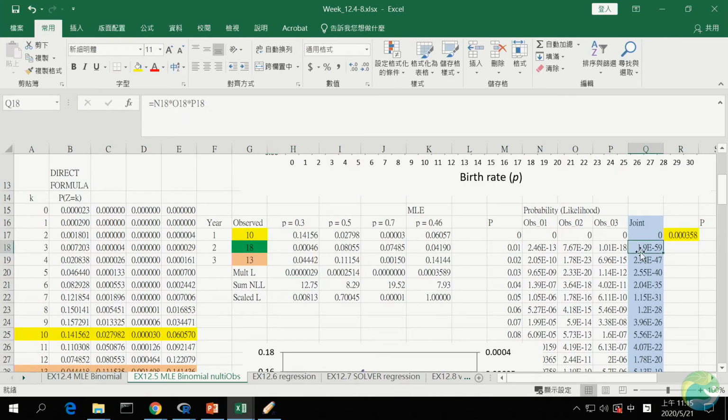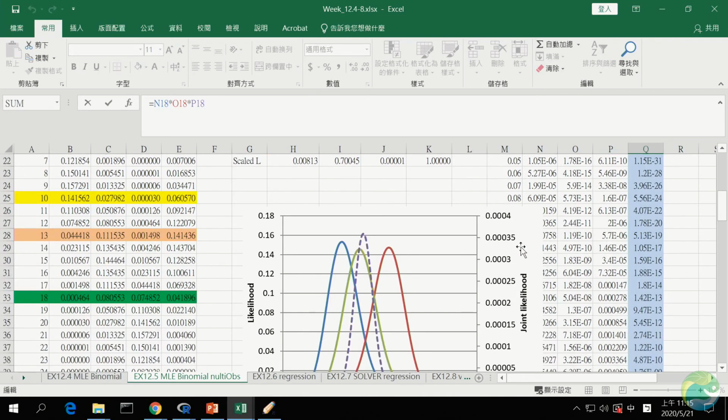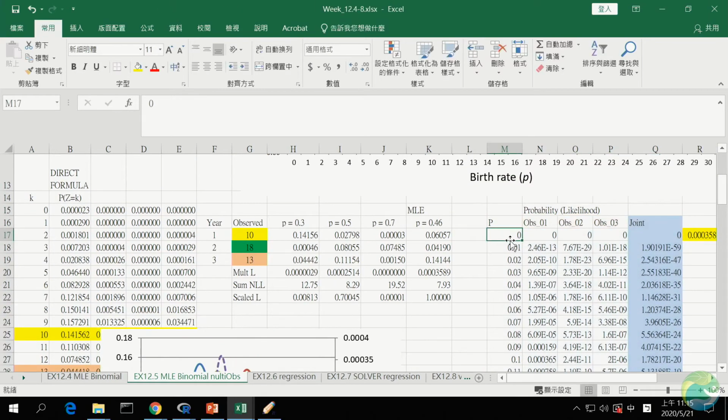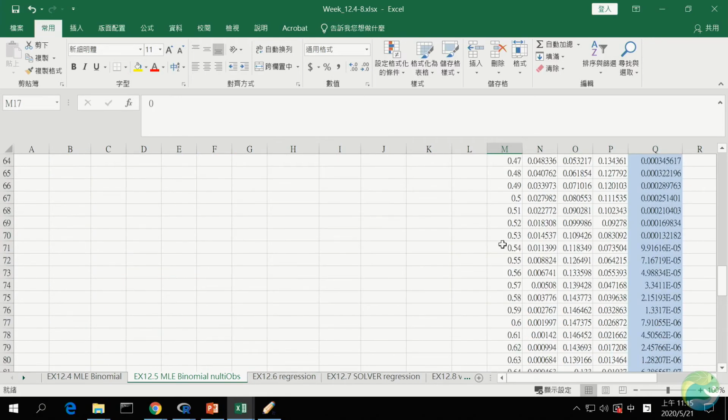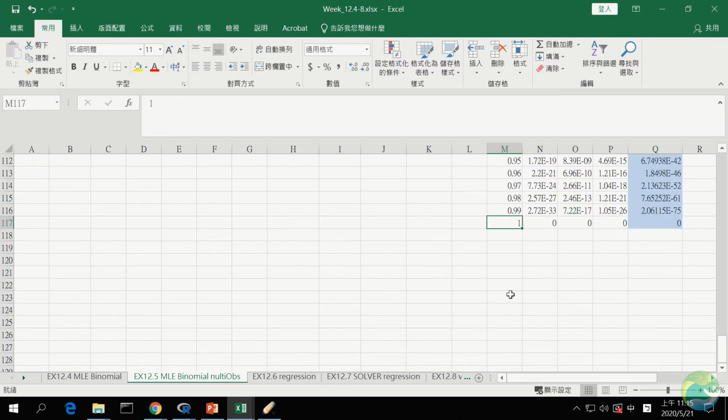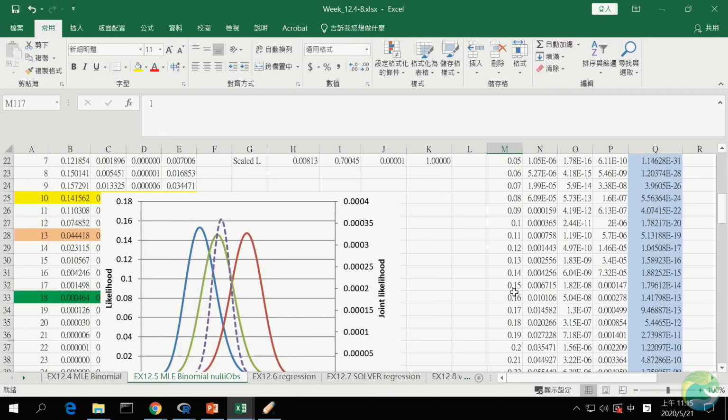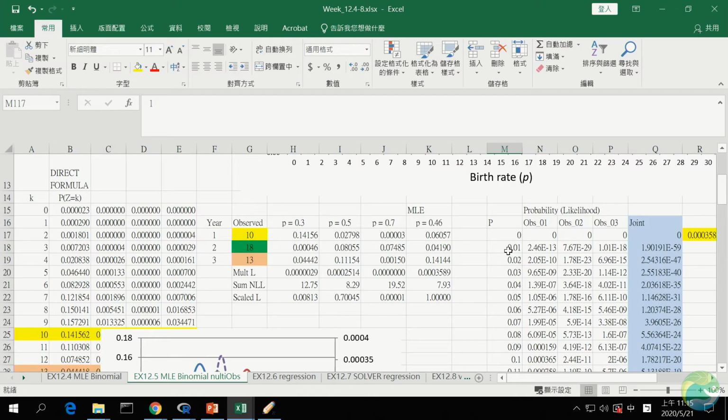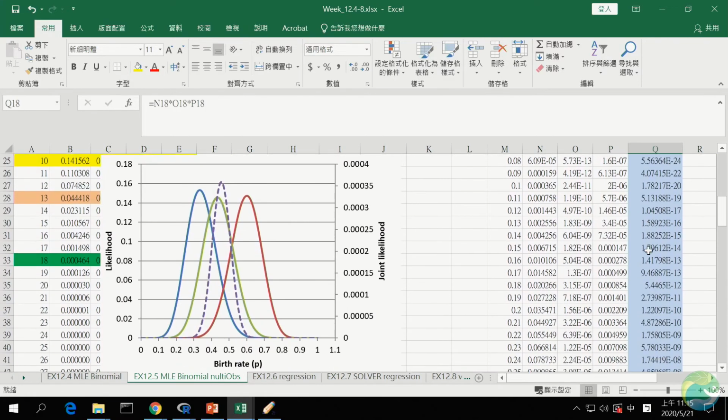Here is the joint likelihood for different p-values. Again, like case 1, we are going to do a profile for p-value from 0 to 1 with a small increment of 0.01 in sequence. This is the likelihood, or you can call it the probability, for each data point. This is the joint one. Then we do a profile.